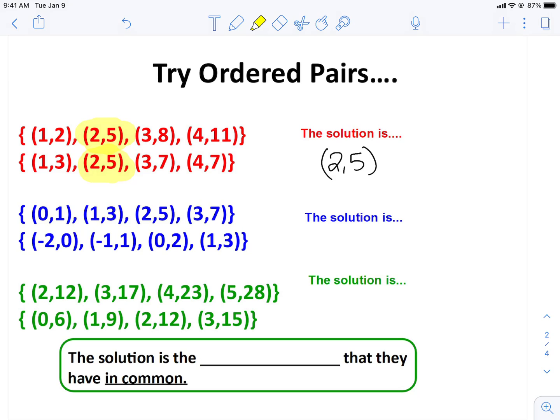Looking at the second one, it looks like it is the point (1, 3). I have that in both groups, so that would be my solution. And the third one, the green one, I have (2, 12) and (2, 12). So the solution is the ordered pair they have in common. Just know ordered pair and point mean the same thing. It's just different ways of saying it.